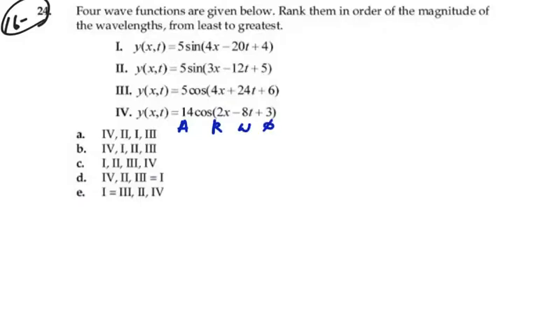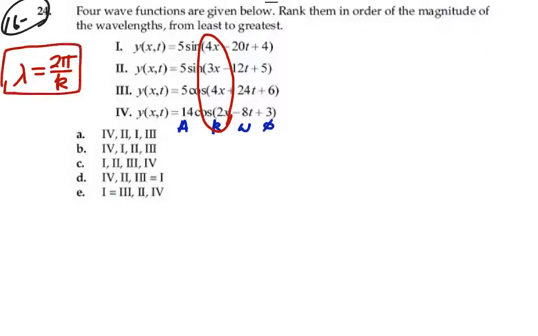And in order to get the wavelengths, we're focused in on the angular wave number, which is the number in front of the x. And we know in general that the wavelength is going to be equal to 2 pi over the angular wave number. So it's going to be inversely proportional to the angular wave number. So we can calculate this for these four wave functions.